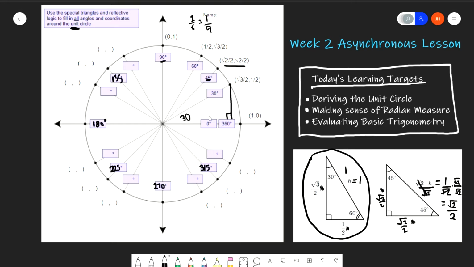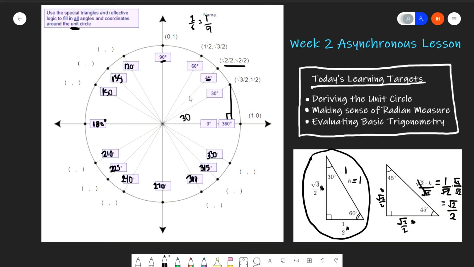The last but not least one that we will do is we can go by 30s. Notice I've got 30, I've got 60, I've got 90. 90 plus 30 is 120. 120 plus 30 is 150. 150 plus 30 is 180. 180 plus 30 is 210. Plus 30 is 240. Plus 30 is 270. Plus 30 is 300. Plus 30 is 330. So I've got all the angles around these unit circles.